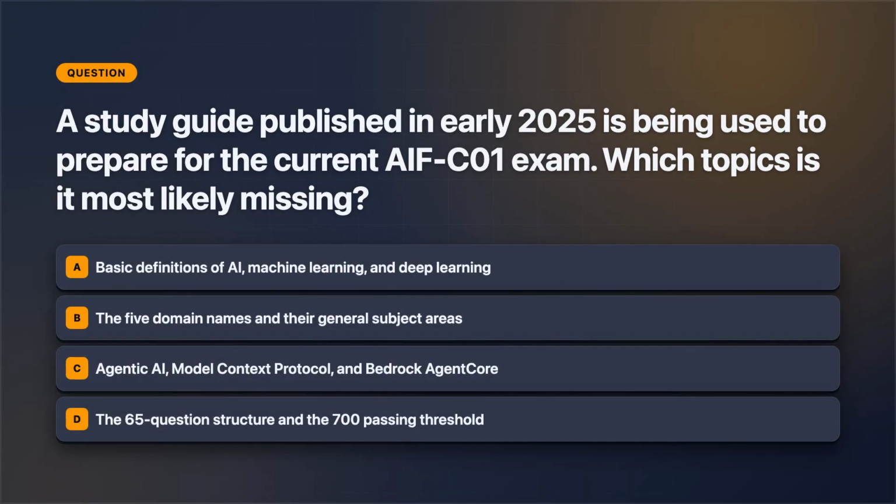Question 4. A study guide published in early 2025 is being used to prepare for the current exam. Which topics is it most likely missing? Option A, basic definitions of artificial intelligence, machine learning, and deep learning. Option B, the 5 domain names and their general subject areas. Option C, agentic AI, the model context protocol, and Bedrock AgentCore. Or option D, the 65 question structure and the 700 passing threshold. Pause here if you want more time.